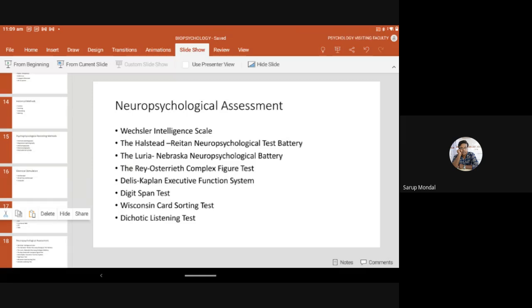These are some of the neuropsychological assessments: the Wechsler's intelligence scale, the Halstead-Reitan neuropsychological test battery, and the Luria Nebraska neuropsychological battery. These are important tests to assess cognitive functions, mainly learning, memory, discrimination of a task, obviously the IQ or intelligence, language, and the perception of an individual, how he or she is perceiving the world, then decision making, and obviously the most important part, reasoning and problem solving.